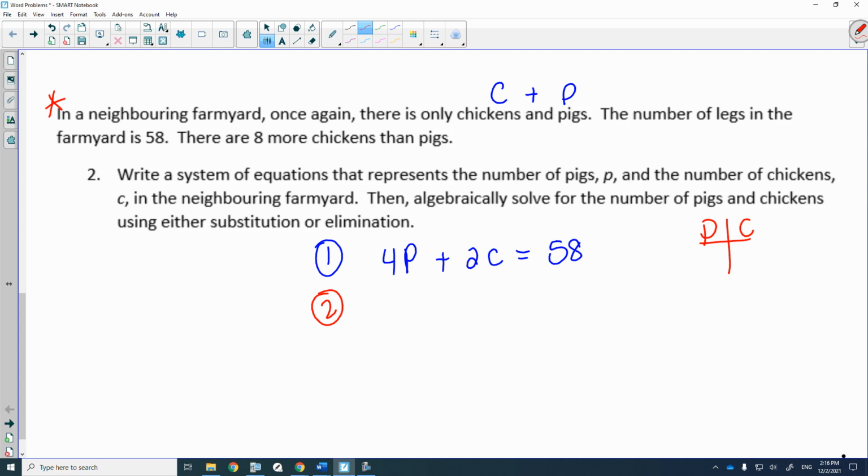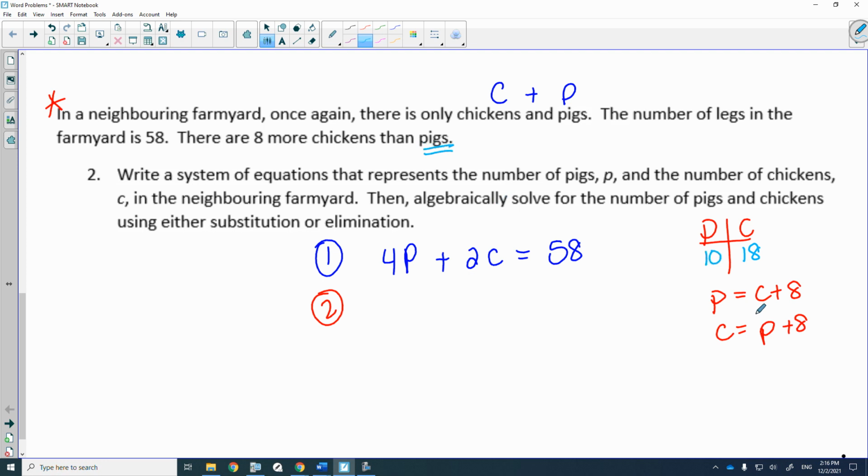There are 8 more chickens than pigs. So it is either going to be P is equal to C plus 8 or C is equal to P plus 8. How I do that is I pick a number. There's 8 more chickens than pigs. I know that there's less pigs. So I'm going to pick a number for pigs, and I'm going to pick 10. If there's 8 more chickens, how many chickens would there be? There'd be 18.